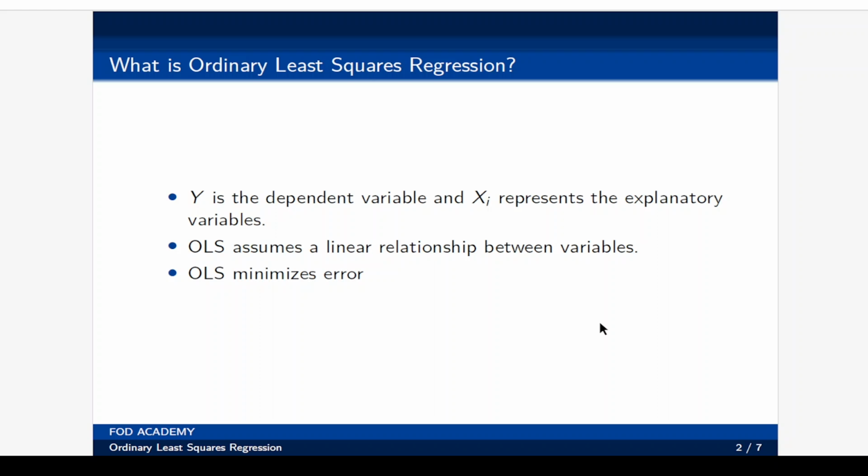OLS assumes that the relationship between the dependent variable and the independent variables is linear, which implies that the change in the dependent variable is consistent with the change in the independent variable. OLS finds the equation for the straight line that minimizes the total squared difference between the actual values of the dependent variable and the predicted values by the equation. These differences are called residuals or errors.